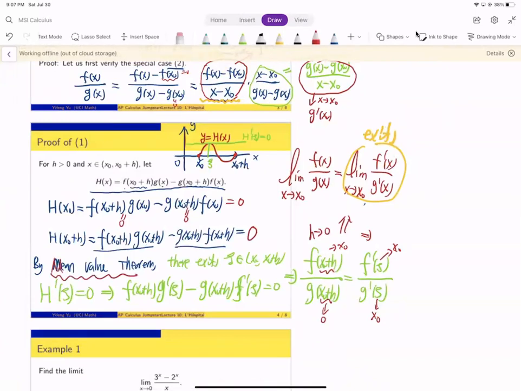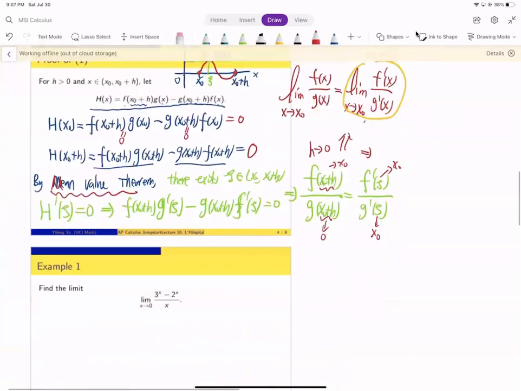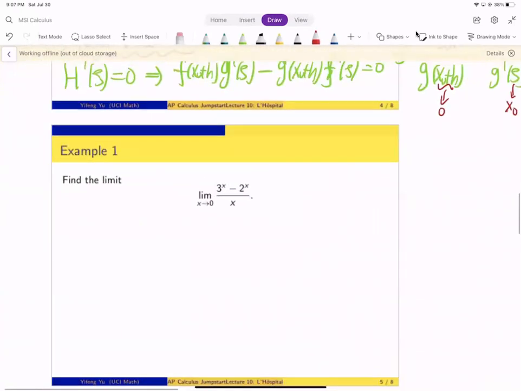Okay, all right, now let's see the application. First of all, let's look at example 1. Here we want to find the limit as x goes to 0 of (3x minus 3x times some function) over x. So this is 0 over 0.